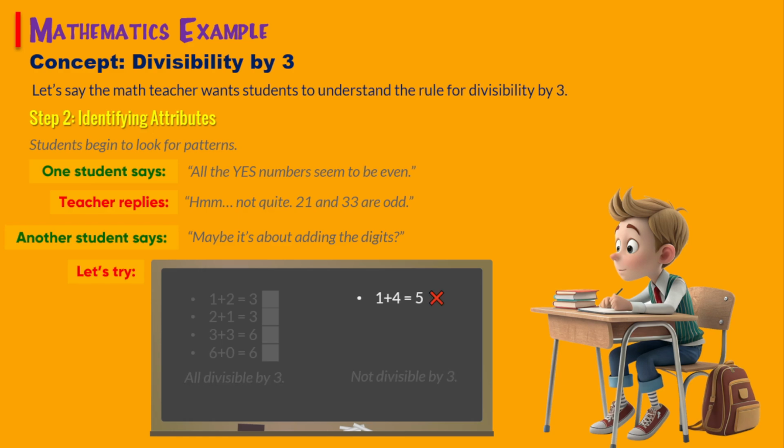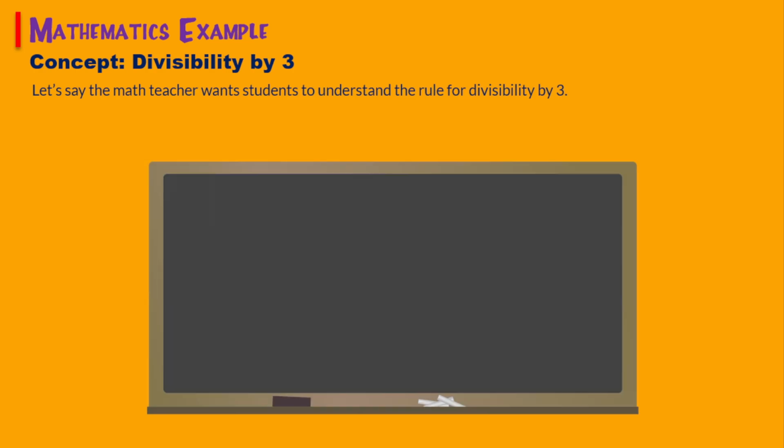Now 1 plus 4 equals 5, not divisible by 3. 2 plus 2 equals 4, not divisible by 3. 3 plus 5 equals 8, not divisible by 3. 6 plus 1 equals 7, not divisible by 3. Now students are getting close to the concept. Now step 3, that is testing hypothesis.